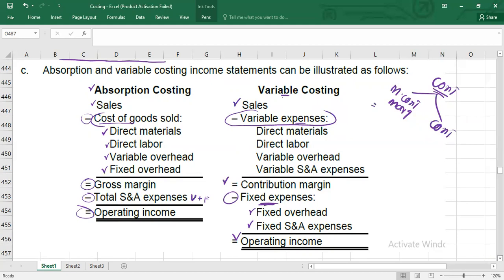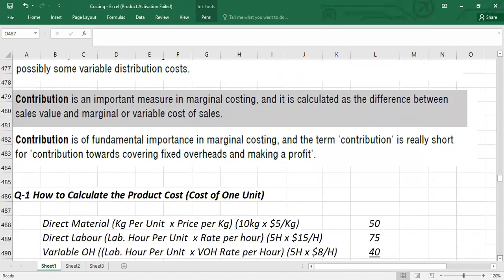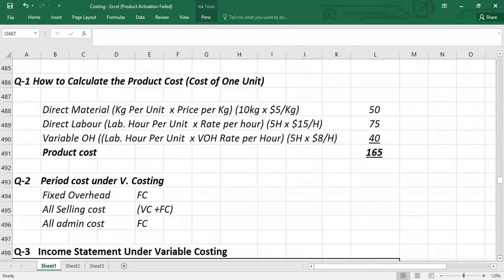So now let's have a look, guys, at how you will calculate the cost. So here we go, guys. I have already told you these things. So guys, here question number 1, how to calculate the product cost. I mean, it's the cost of one unit by using variable costing or marginal costing. I mean to say, not absorption. It's variable costing we are going to discuss.